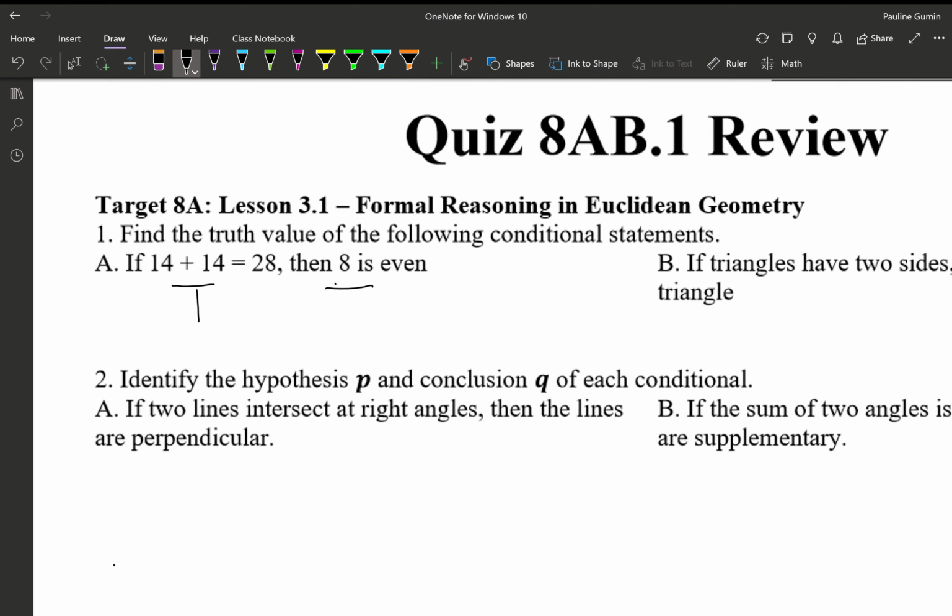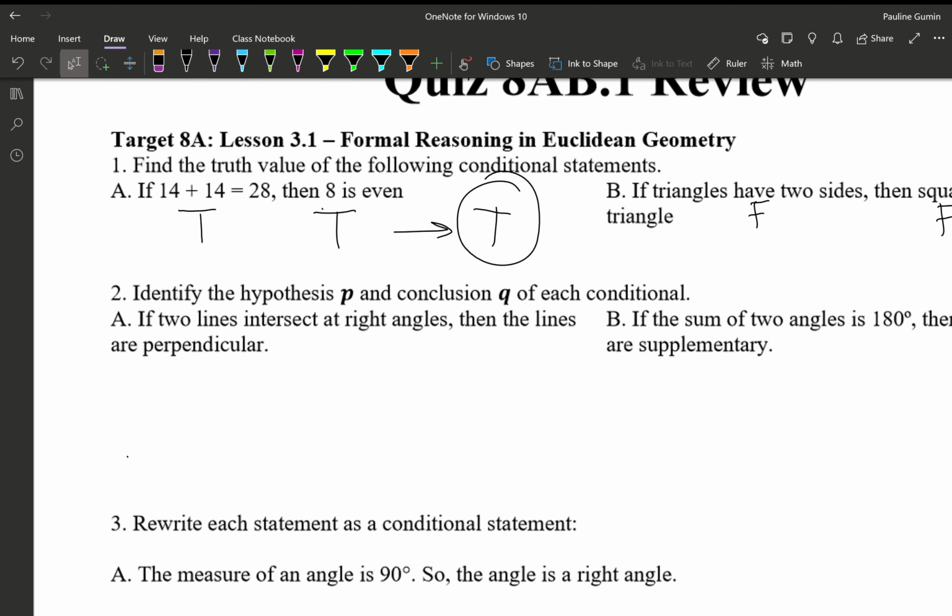For number 2, I'd like us to identify the hypothesis and conclusion of each conditional statement. The hypothesis P is always the first part, the if statement. Q is our conclusion, that's the then statement. So let's take a look at number 1.